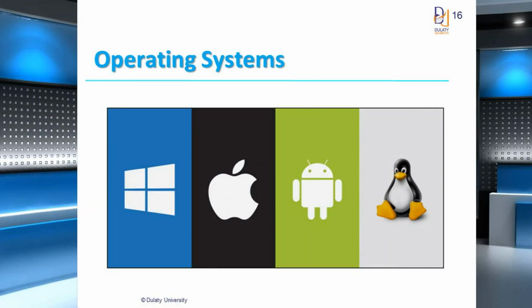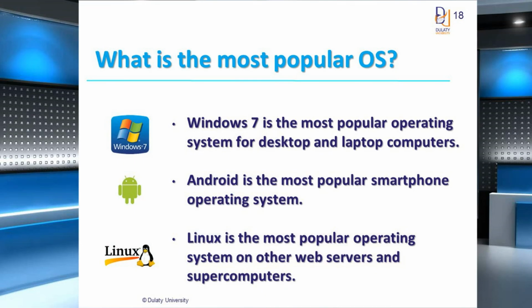Examples of operating systems: Microsoft Windows 10, Apple Mac OS, Ubuntu Linux, Google Android, and iOS. If you were to break up the different types of computers into categories, the most popular operating system for each category is as follows. Windows 7 is the most popular operating system for desktop and laptop computers. Android is the most popular smartphone operating system. Linux is the most popular operating system on web servers and supercomputers.